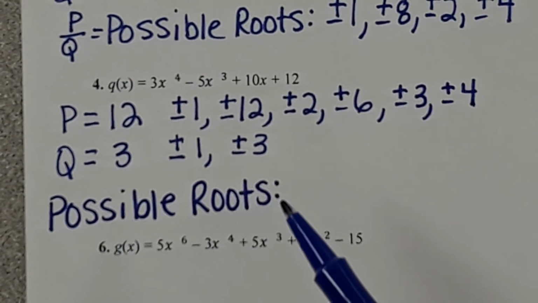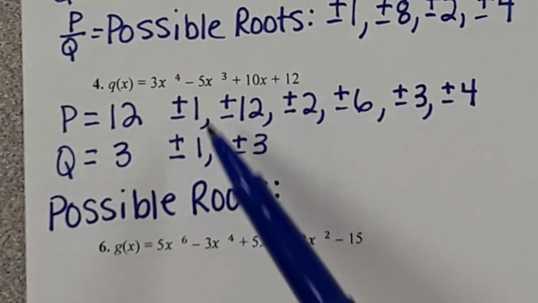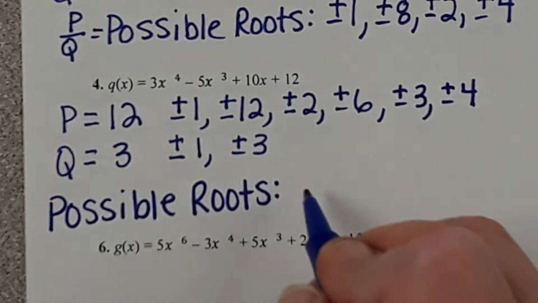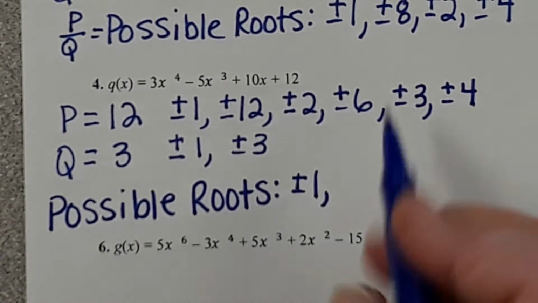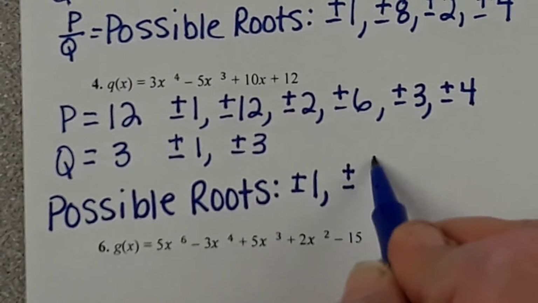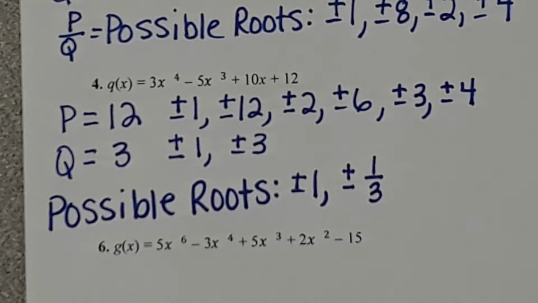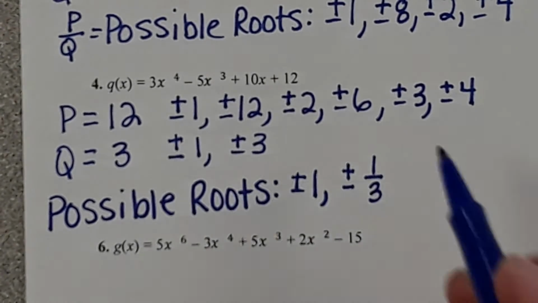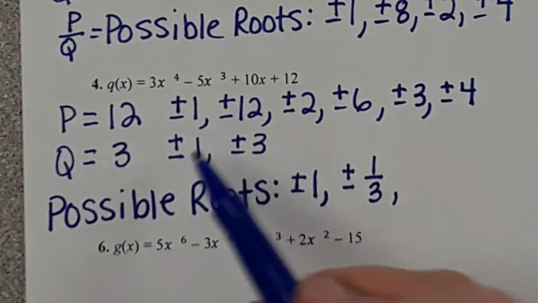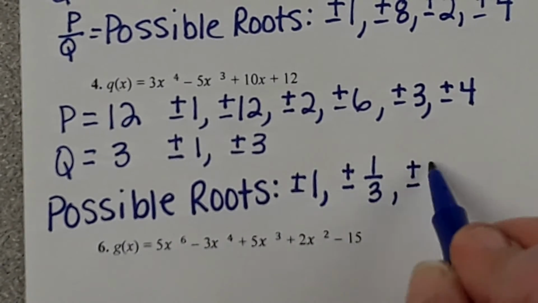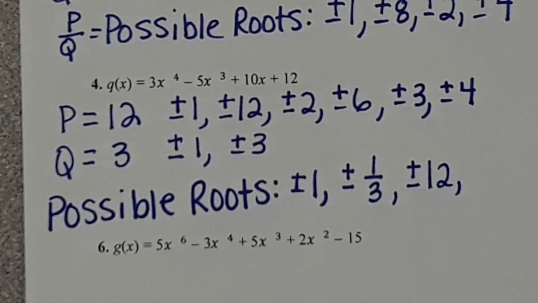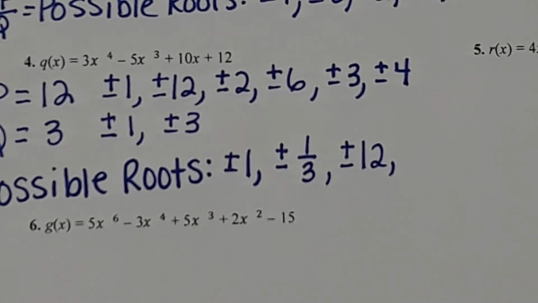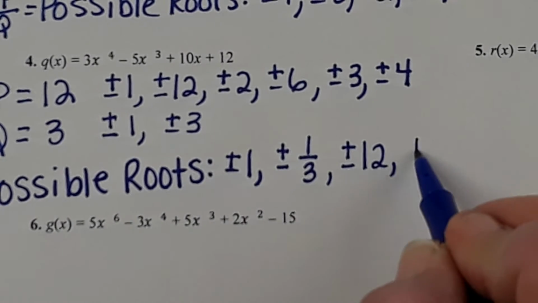Now we're going to write our fraction. So remember, it's P over Q. 1 over 1 is 1. 1 over 3 is 1/3. Notice it does not matter, they always come with a plus or minus. 12 over 1 is 12. 12 over 3. Now do that. What is 12 over 3? 12 over 3 is 4 because 12 divided by 3 is 4.